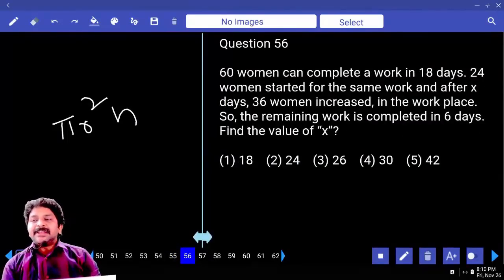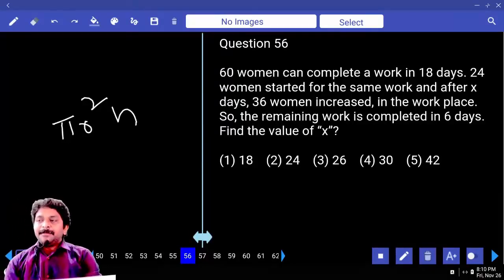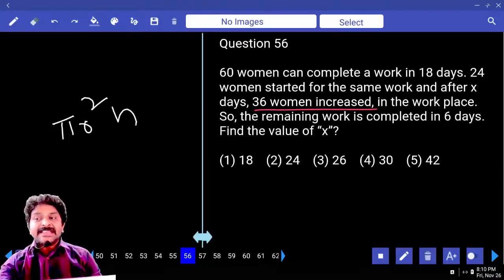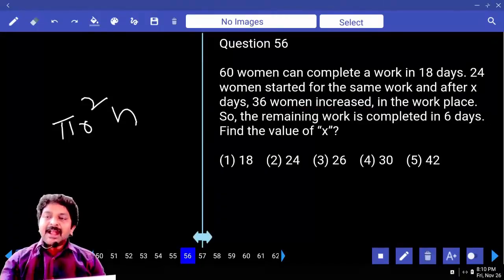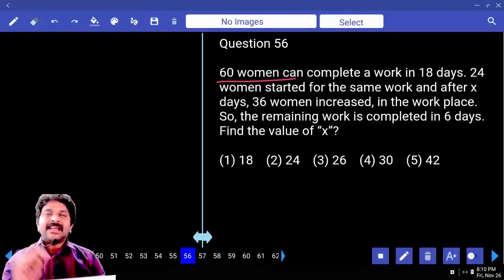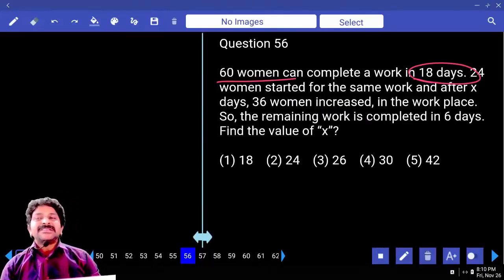60 women can complete a work in 18 days. 24 women started for the same work, and after x days, they worked for x days and you don't know the x value, 36 women were added to the workplace. So the remaining work was completed in 6 days. Find the value of x. Okay. Regarding total work, it is given that 60 women can do the work in... Already how many women started?